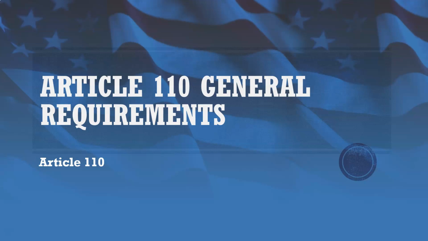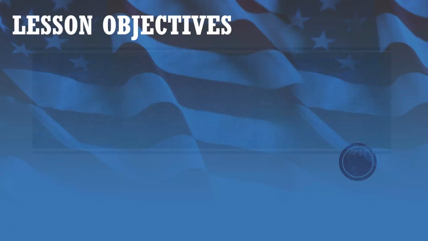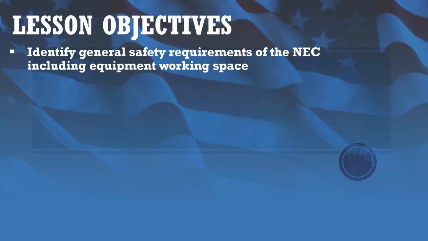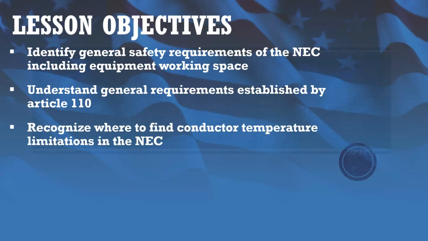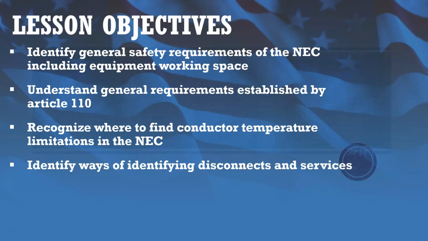This is going to be our second lecture of Module 1. This is going to be Article 110, General Requirements. Our objectives for this lecture: we're going to identify the general safety requirements of the NEC, including equipment working space. We're going to understand general requirements established by Article 110, recognize where to find conductor temperature limitations in the NEC, and we're going to identify ways of identifying disconnects and services.